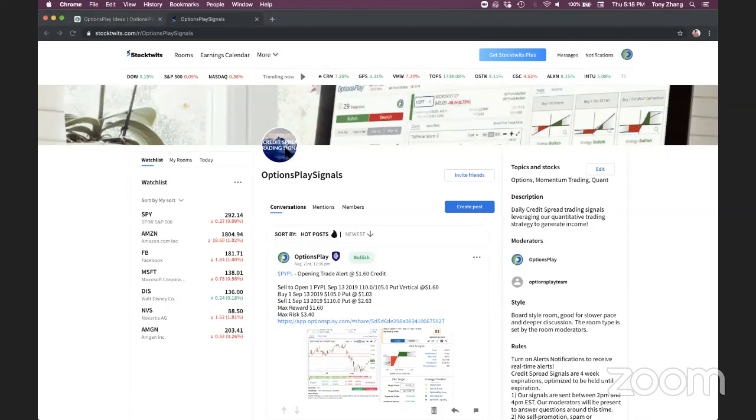I did cover debit spreads last week, which is predominantly buying options, and credit spreads, which is predominantly selling. But like I said, we're never in the position where we're only selling or only buying. We're always doing both at the same time.